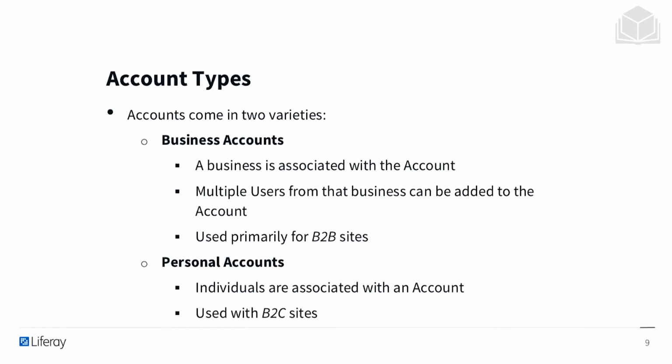So there are two main types of accounts you can get. There's the business accounts. When a business is associated with the account, that means multiple users from that business can be added to the same account. This is used primarily in business-to-business sites. You can also have personal accounts in which just a single individual is associated with an account. This is used in business-to-customer sites.